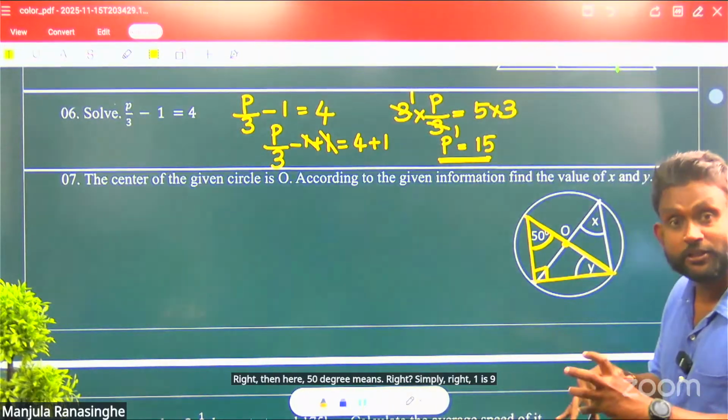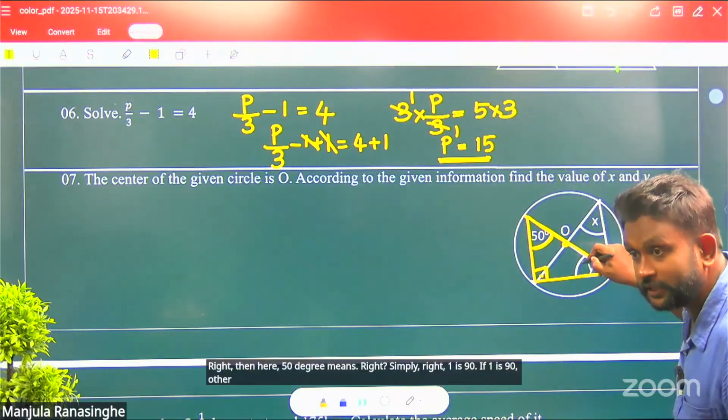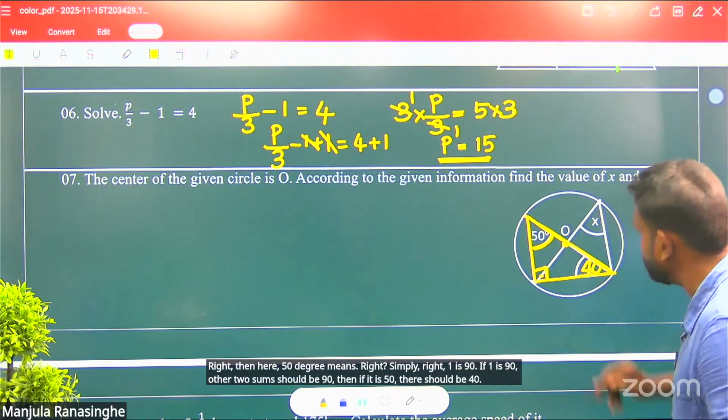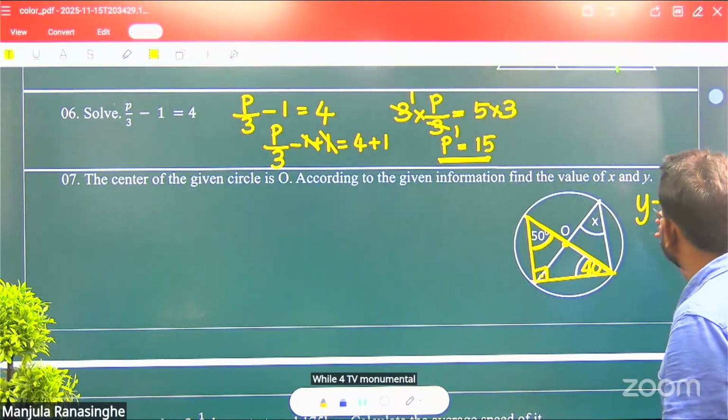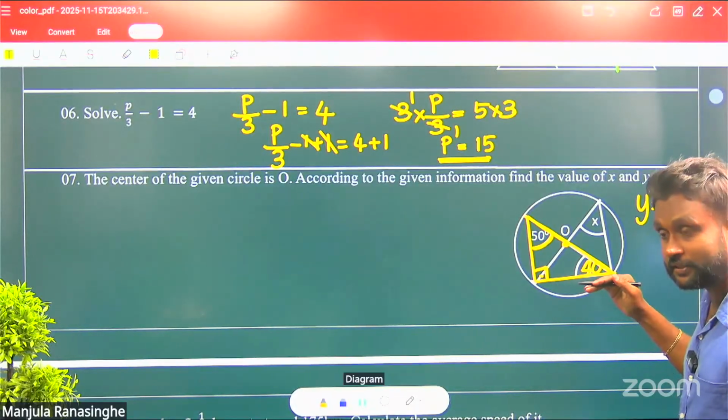Follow the way I am showing you. If one angle is 90, the other two should sum to 90. Then if it is 50, this should be 40. Why should it be 40? Here 40. So y equals 40 degrees. Just mark it in the diagram itself. Mark it in the diagram. Then these are the steps.